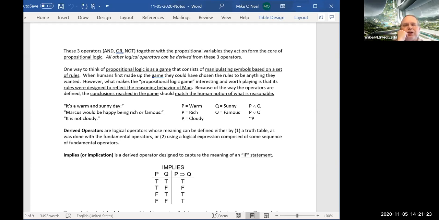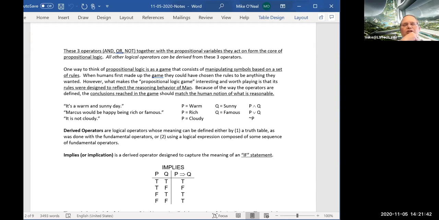But any other operator that we talk about, implies, for example, A implies B, or another way of saying that is if A, then B, implication is a derived operator.